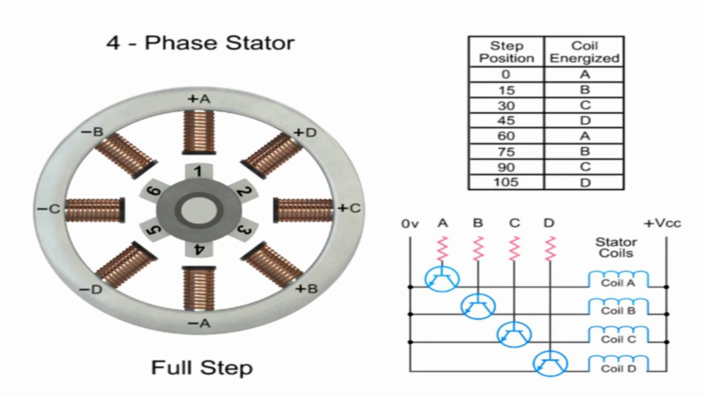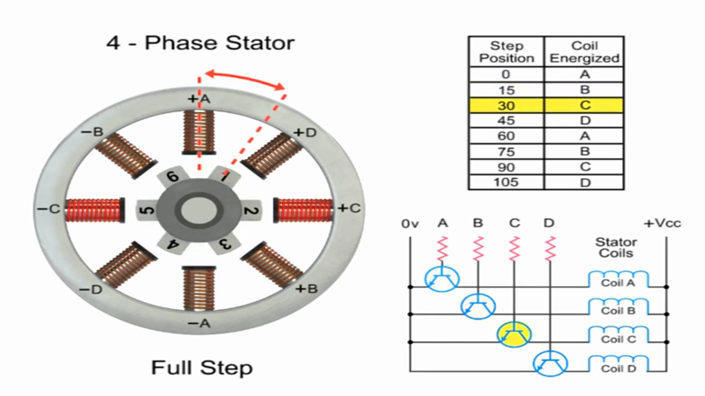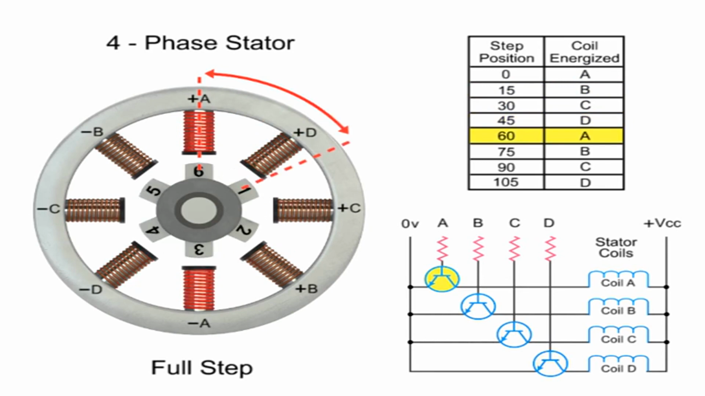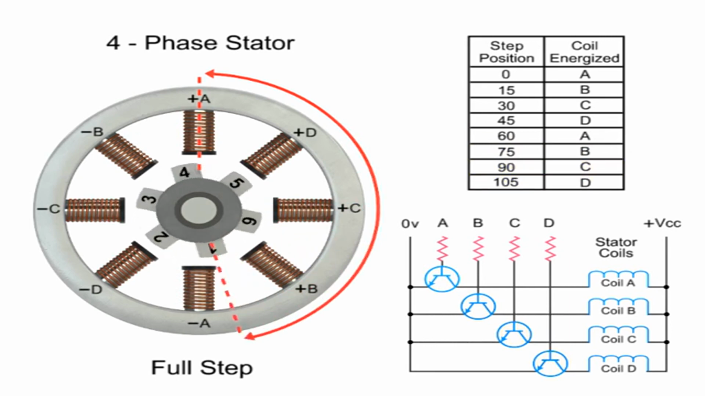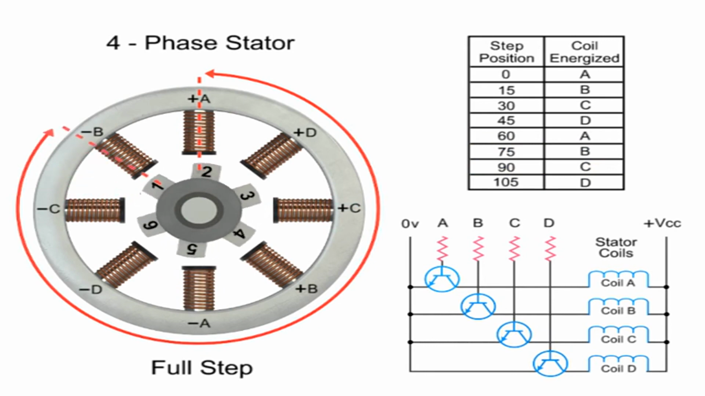Shaft rotation is achieved by energizing both windings while reversing the current alternately. Switching coils A, B, C, D, one coil at a time repetitively, will rotate the rotor in the forward direction. In this example, there are 6 steps arranged on the rotor 60 degrees apart. 24 steps are required to make a full rotation at 15-degree increments.